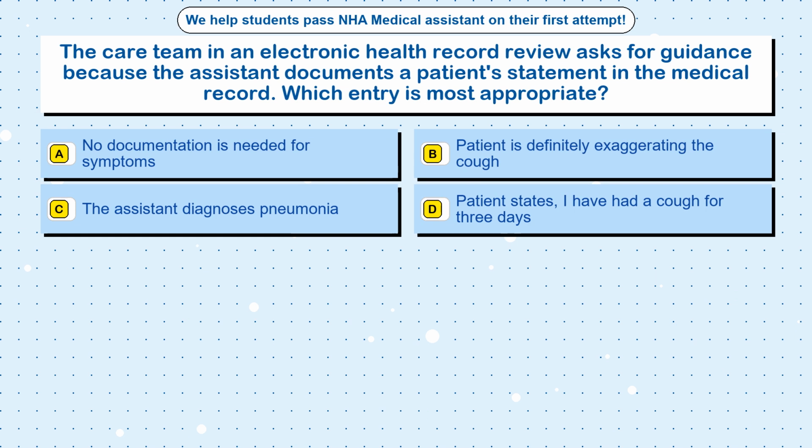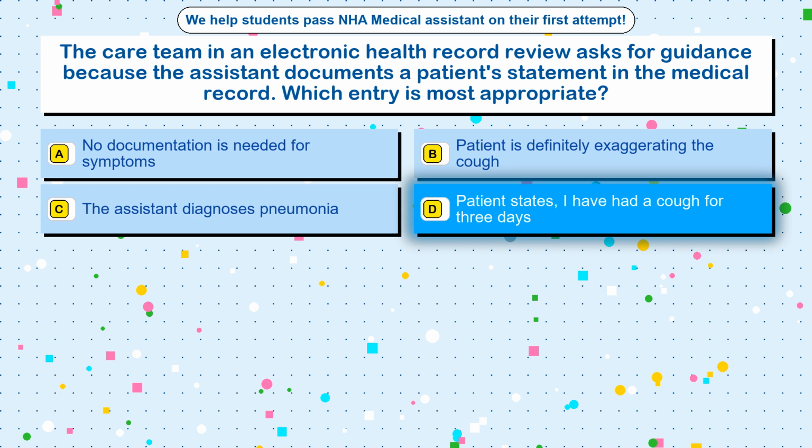Question 77. The care team in an electronic health record review asks for guidance because the assistant documents a patient's statement in the medical record. Which entry is most appropriate? Option A, no documentation is needed for symptoms. Option B, patient is definitely exaggerating the cough. Option C, the assistant diagnoses pneumonia. Option D, patient states, "I have had a cough for 3 days." The correct answer is option D, patient states, "I have had a cough for 3 days."